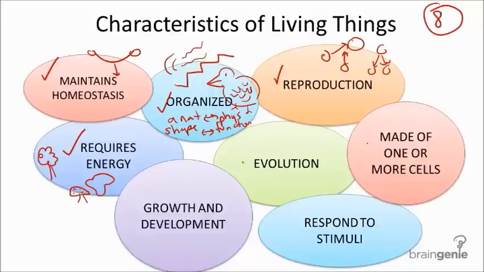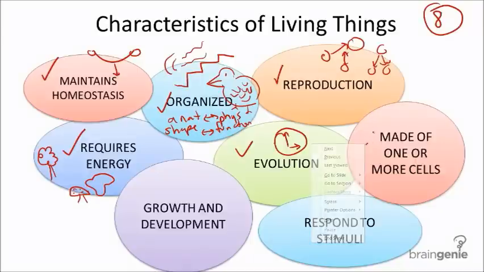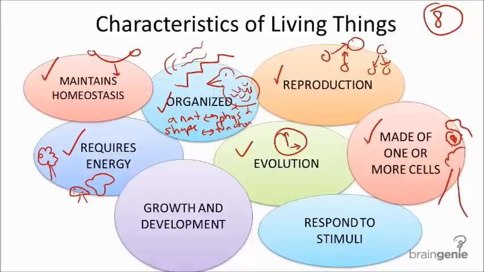Fifth, all organisms must evolve over time. Their adaptations or inherited traits change in populations over time to help species survive. Sixth, all organisms are made of one or more cells. Bacteria and protists, for example, are made of only one cell. And others, like tall redwood trees, are made of trillions of cells.